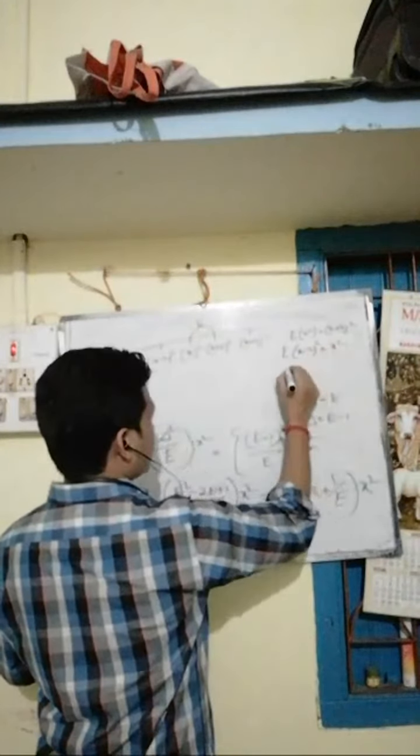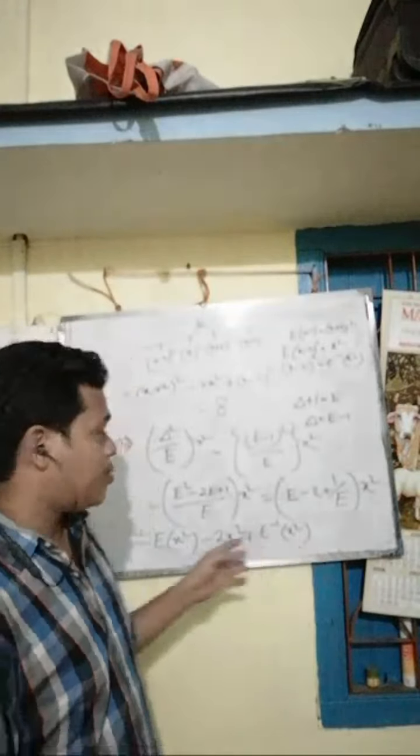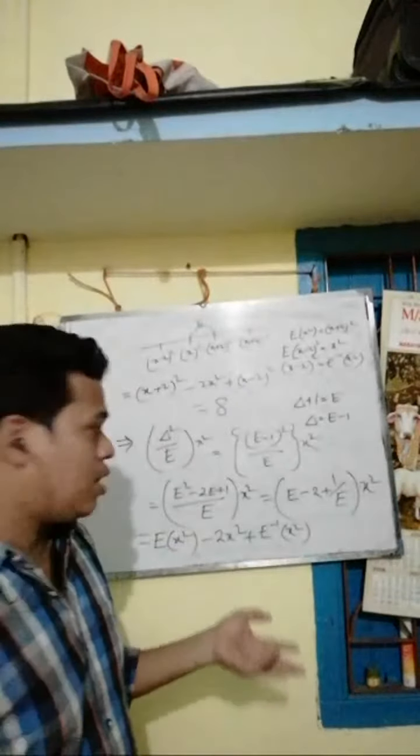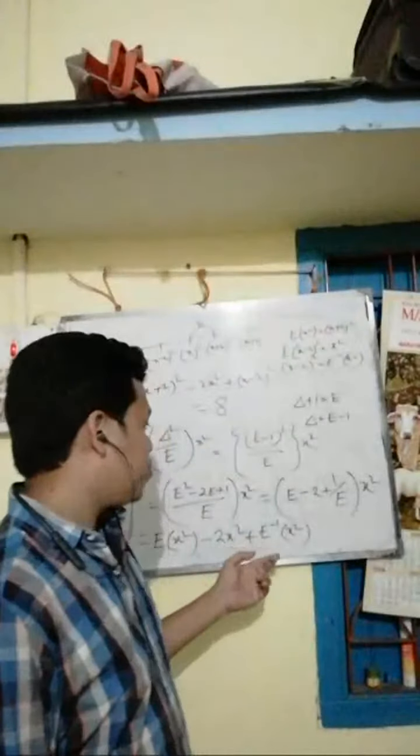Clear? So this is the first chapter of numerical method, and I do what is Δ, what is E, the relation between Δ and E, and some problems upon Δ and E.